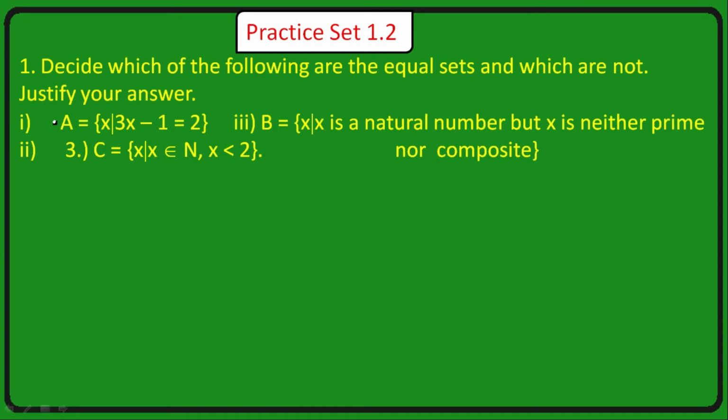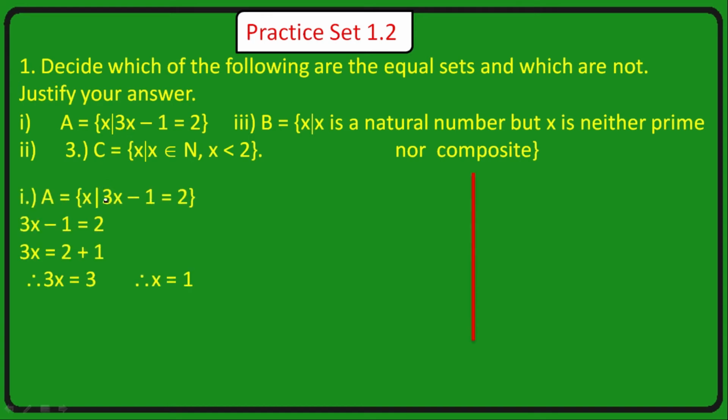In the example there are 3 sets. A containing the set of x such that 3x minus 1 is equal to 2. B is the set of all x such that x is a natural number but x is neither prime nor a composite number. And the third one is a set C containing x such that x is an element of N but x is less than 2. So let us try to write the set A in the list method. This is given in the rule method. So convert this set A into the list method.